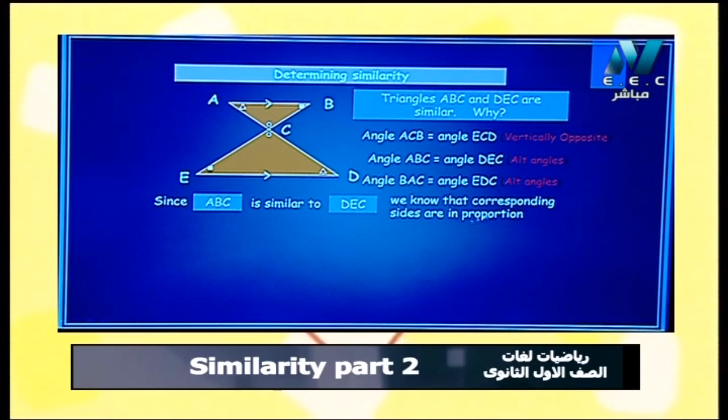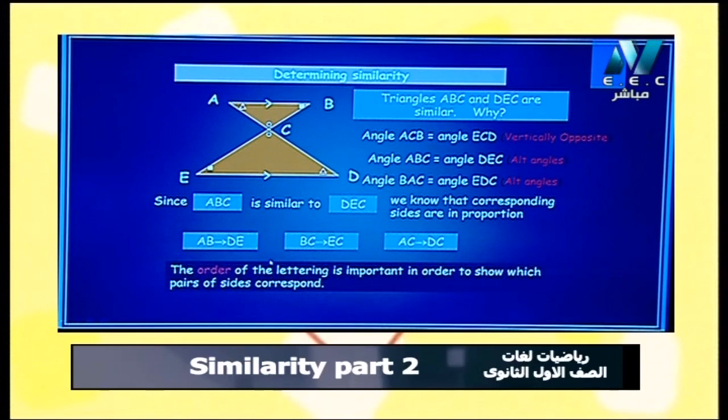We know that corresponding sides are in proportion, so AB goes to DE, because they are corresponding, and DE goes to CE, and AC goes to DC.